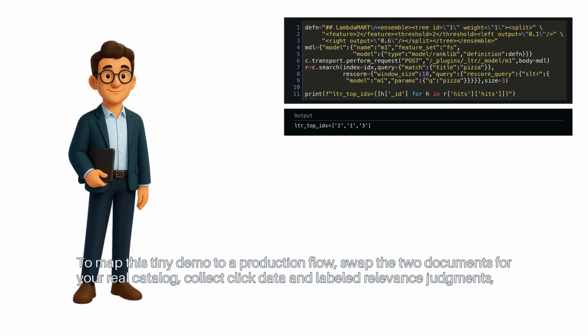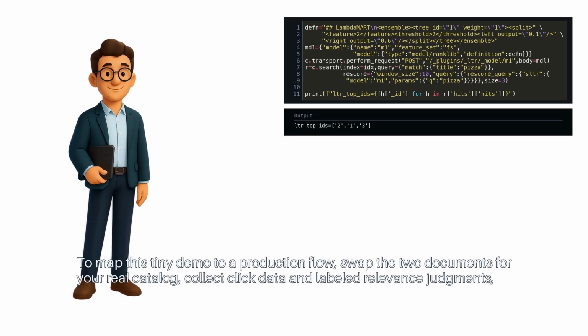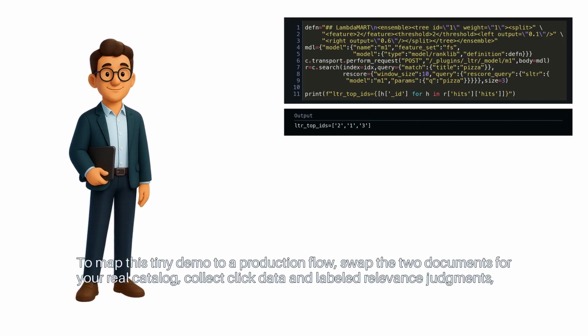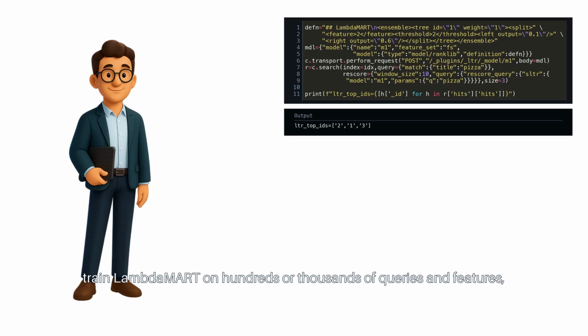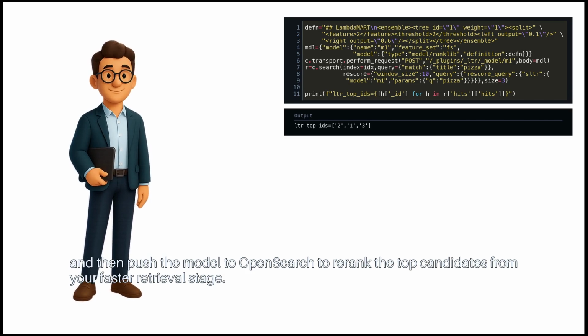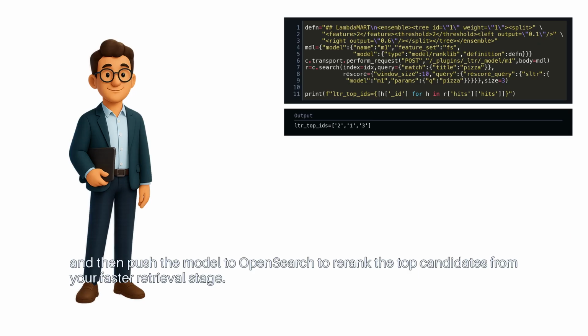To map this tiny demo to a production flow, swap the two documents for your real catalog, collect click data and label relevance judgments, train LambdaMART on hundreds or thousands of queries and features, and then push the model to OpenSearch to re-rank the top candidates from your faster retrieval stage.